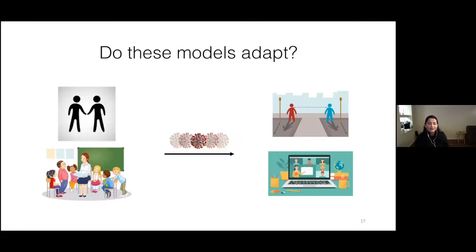Now, when we talk about generalization, we typically look at in-distribution performance, but really there's so much more to it because we live in a world that's constantly changing. And as humans, we're pretty good at adapting to those changes. So a natural question to ask is, do the NLP systems that we rely on adapt as well?